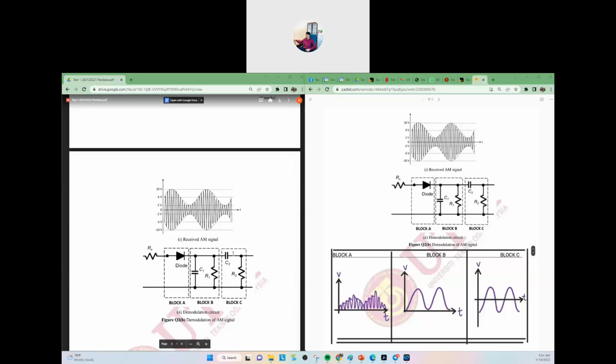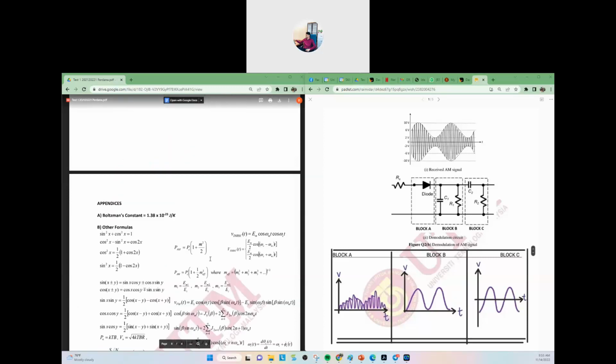Then it goes to the DC blocker. What the DC blocker does is remove the DC part and retain only the AC part. So if we give you an equation, you should be able not only to sketch, but also to show the equation. What is the equation for this stage? This is a good past test where you can test yourself.